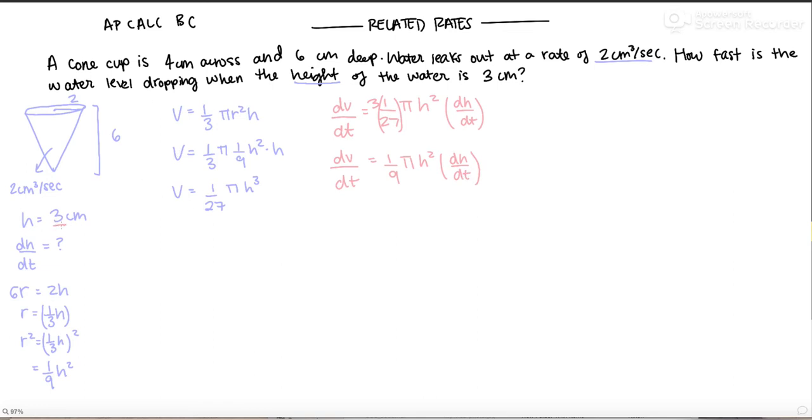So we know our height is 3, that means we can substitute that in. And we also know that the water is leaking out at a rate of 2 centimeters cubed per second. Now this actually represents dV over dt, the rate at which the water leaks out. So we can substitute all these values in. Now, I just want to remind everyone that we always substitute the values after we differentiate, especially these variables. Only substitute after we differentiate.